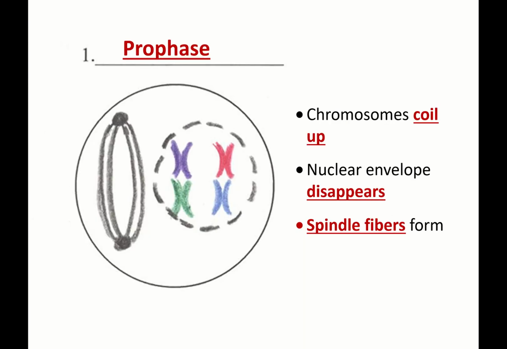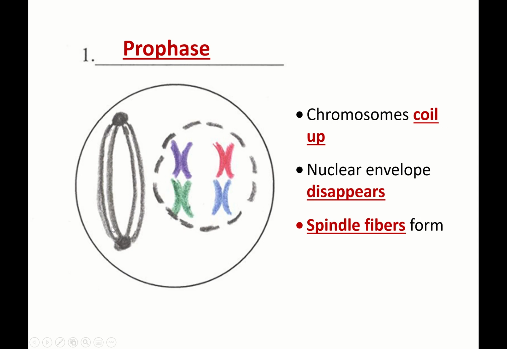Our first one is prophase. With prophase, the chromosomes coil up, meaning they actually are formed. They're not chromatin, they're chromosomes. The nuclear envelope disappears. That just means the outside of the nucleus here. So the nucleus itself is starting to disappear, and the spindle fibers form.